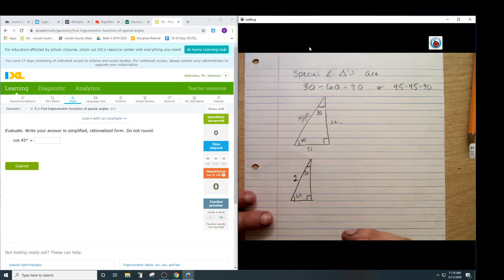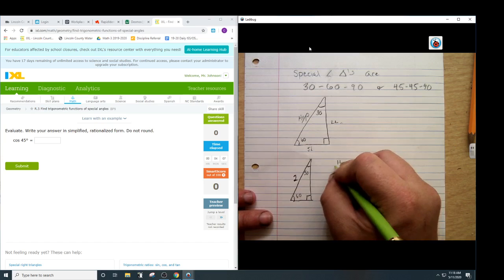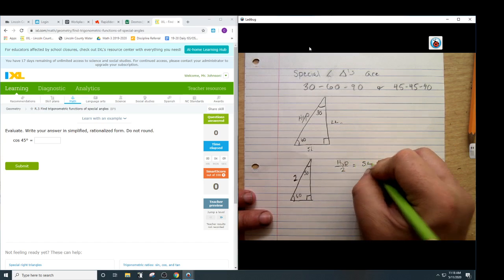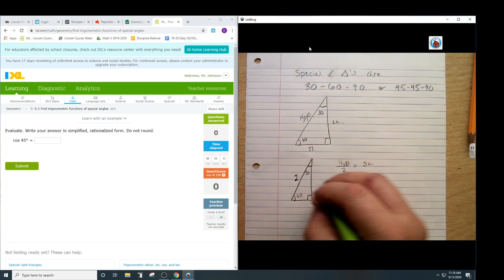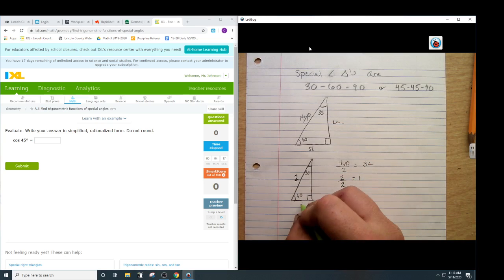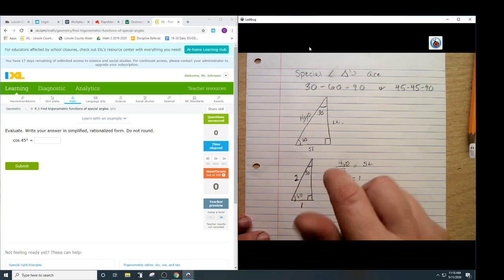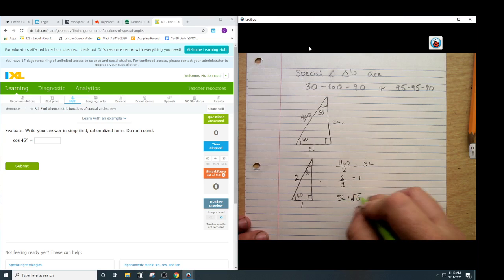Now, if you remember, if you got the hypotenuse, if you divide it by 2, that gives you the short leg. Remember, this is the short leg. So half of 2 is 1. So our short leg is 1. Now, if we got the short leg, remember, guys, this is the long leg. If we have the short leg, it's times the square root of 3 to give me the long leg.